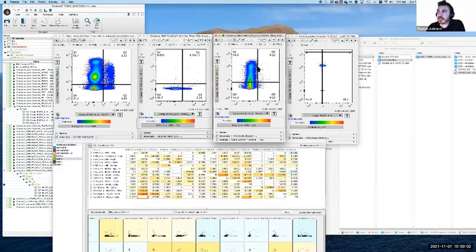It gives us an idea which tells us that we're actually not creating a population that doesn't exist. We're not doing something inappropriate. This FMO control here is what tells us that that's actually the case.